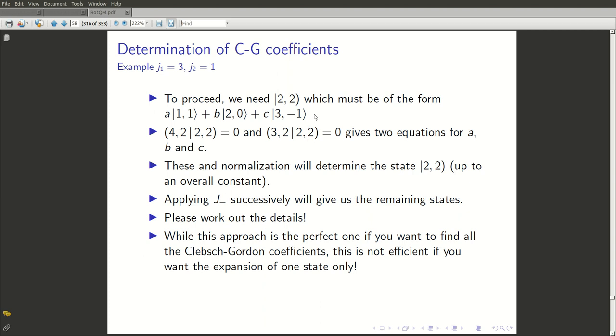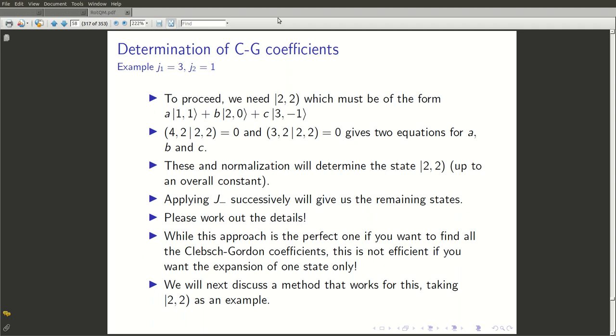This method is not efficient if you wanted to find the expansion of one state only. In the next lecture, we will figure out a way of working out the expansion for one state only, this particular expansion, the values of A, B and C, without referring to any of the previous states that we have worked out, and we will find an efficient way to find that out, and we will do this as an example.